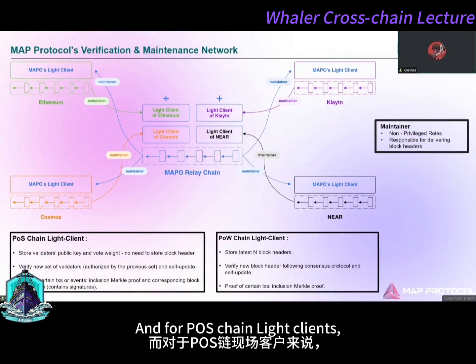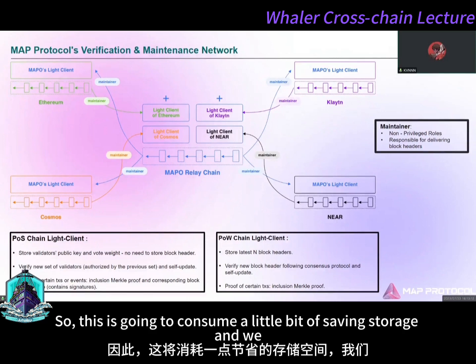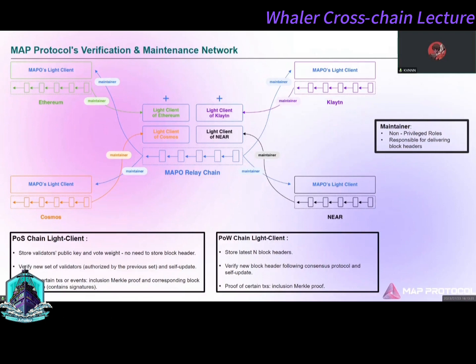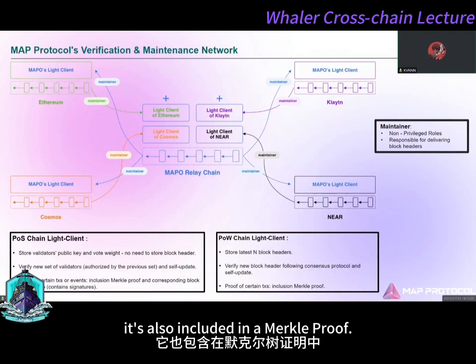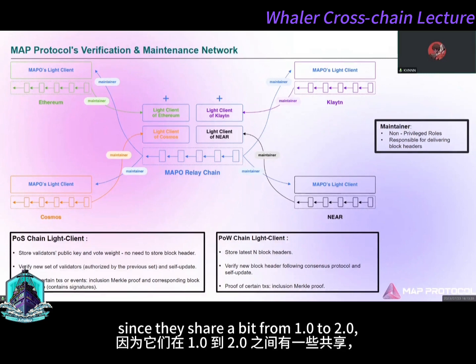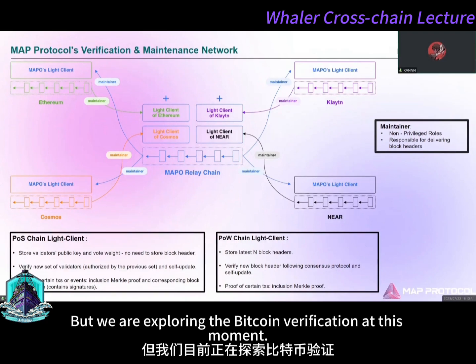And for POW chain light clients, we need to store the latest N block headers. So this is going to consume a little more storage. And we need to verify new block headers following the consensus protocol, and it gets self-updated. The proof of a certain transaction is also included in a Merkle proof. Right now, since Ethereum upgraded from 1.0 to 2.0, there is no POW chain connected with Map at the moment, but we are exploring Bitcoin verification as well.